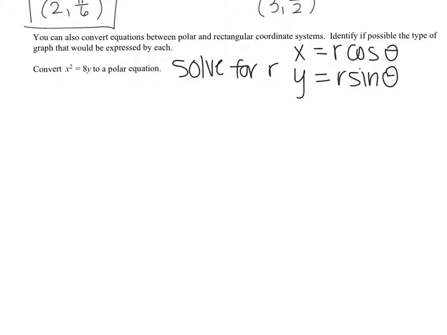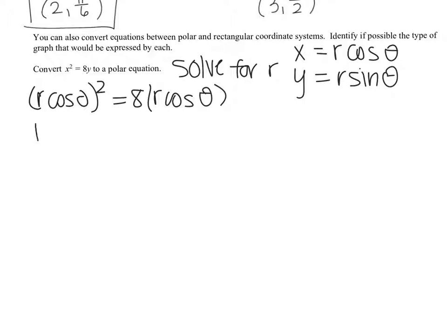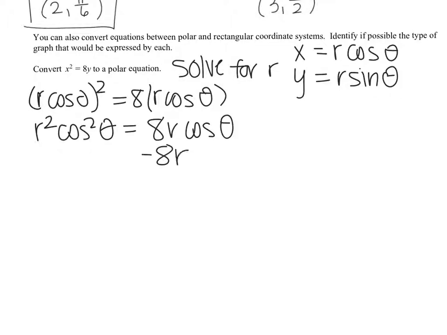So my equation is going to become r cosine theta squared equals 8 times r sine theta. Squaring r cosine theta gives us r squared cosine squared theta. It's going to be equal to 8r sine theta. Because we want to solve for r, we have to get every term that contains r on the same side, which means we subtract 8r sine theta from both sides.